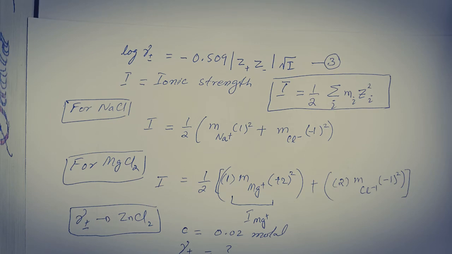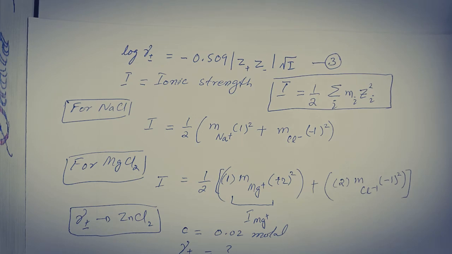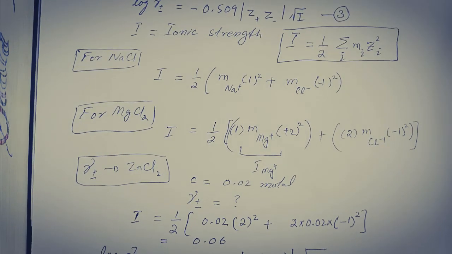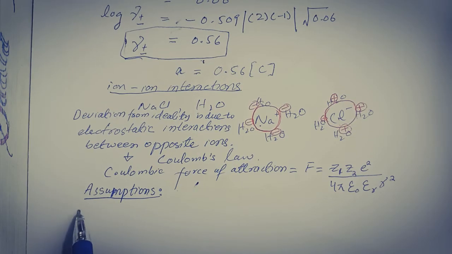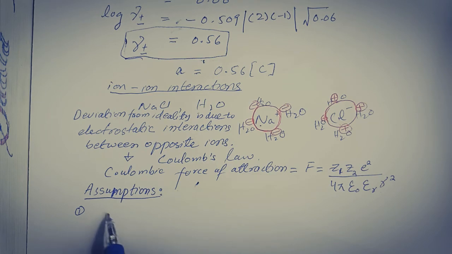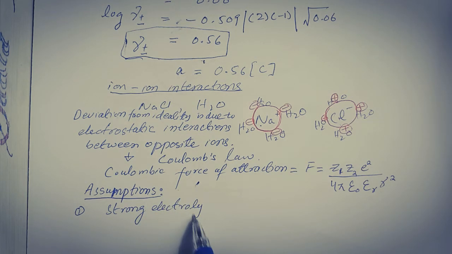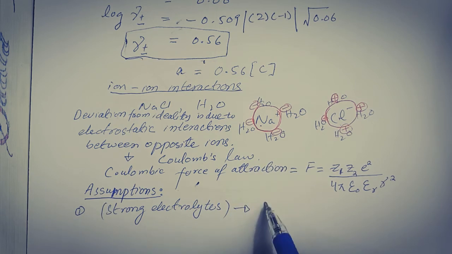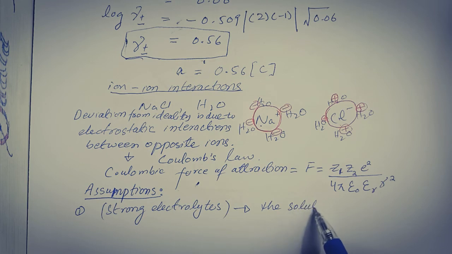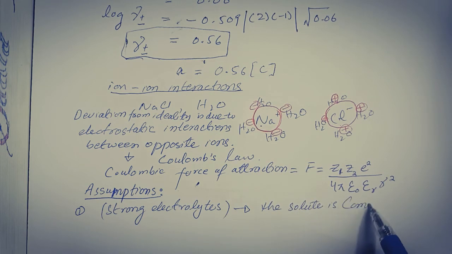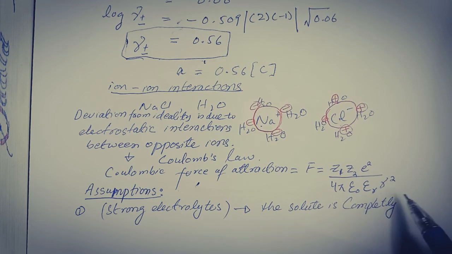So here this equation 3 is actually derived for the real solution with application of few assumptions. So the first one is this theory is applicable only for the strong electrolytes. It means that it is assumed that the solute is completely dissociated.